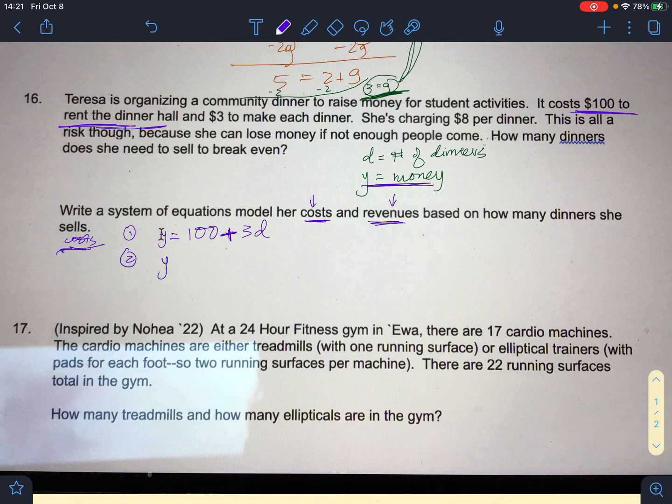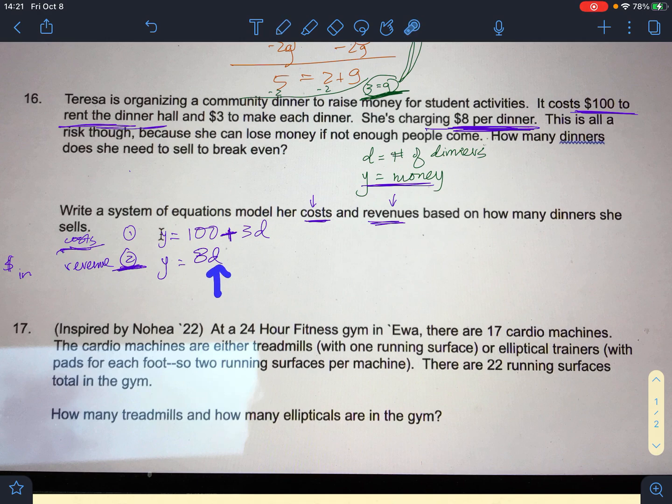Equation 2 will also have to deal with money, but this is going to be the money coming in. This is the revenue. How are we making money? Well, we're only going to make money if we sell dinners. It's going to be $8 per dinner. This equation 2 will be money coming in, so this will be 8D.